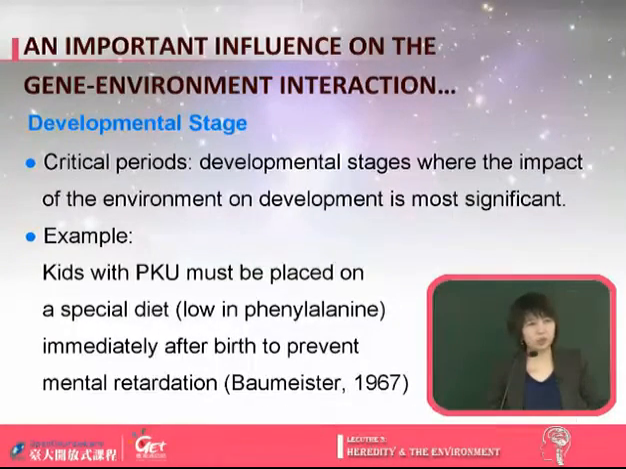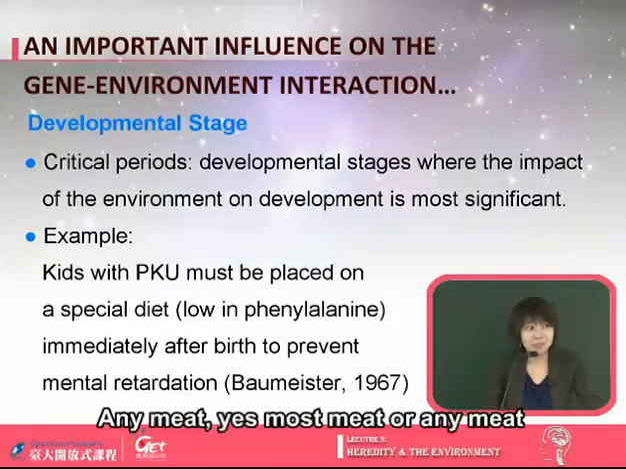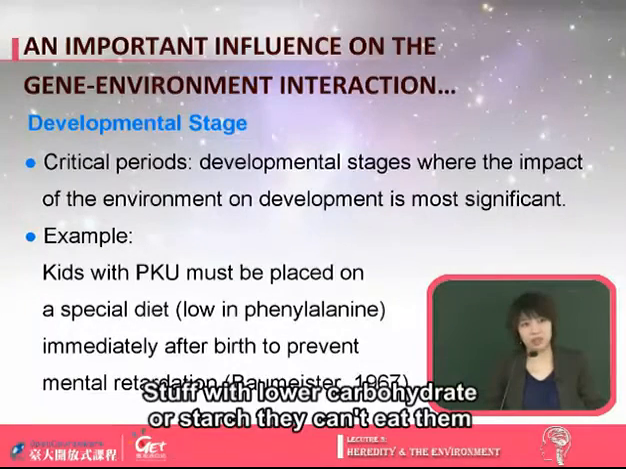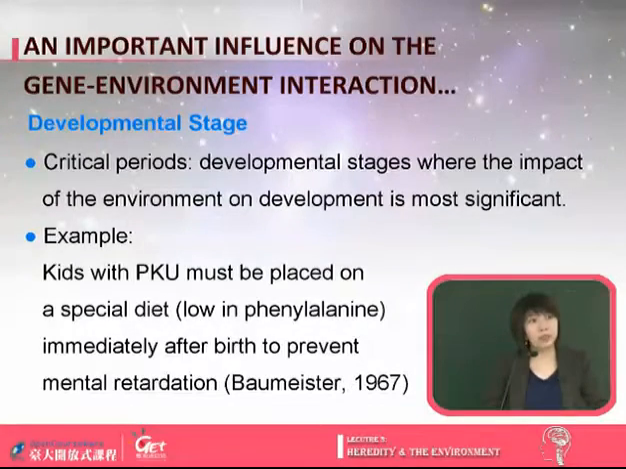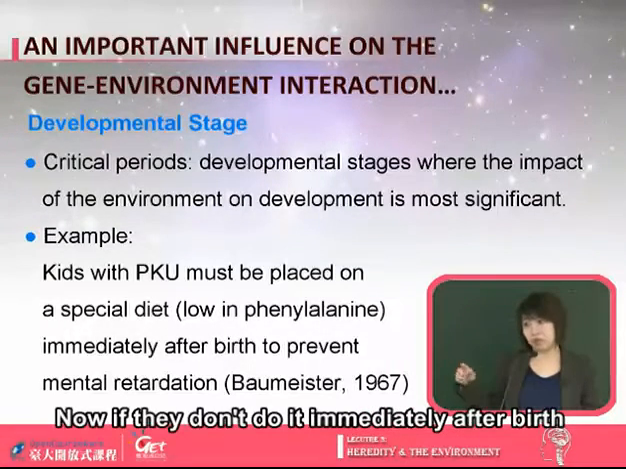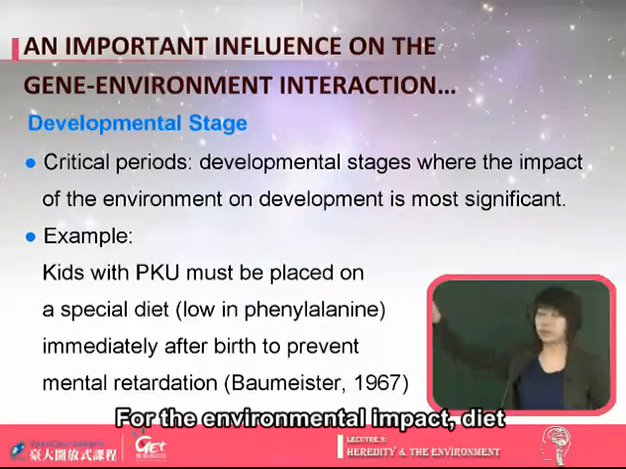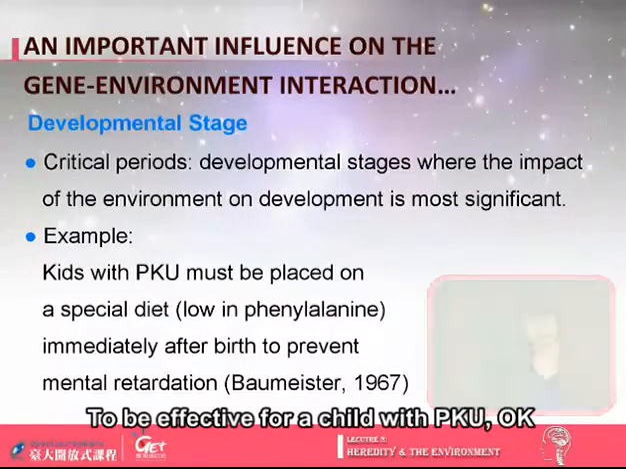What kind of diet is that? What does it mean? They cannot eat things like most meats or any meat, any dairy products, stuff with a lot of carbohydrates or starch, they can't either. Cannot eat almost everything that we can eat. But if they follow this diet immediately after birth, now if they don't do it immediately after birth, they will suffer mental retardation. So this is the critical period, immediately after birth, for the environmental impact, the diet, to be effective for a child with PKU. Okay?